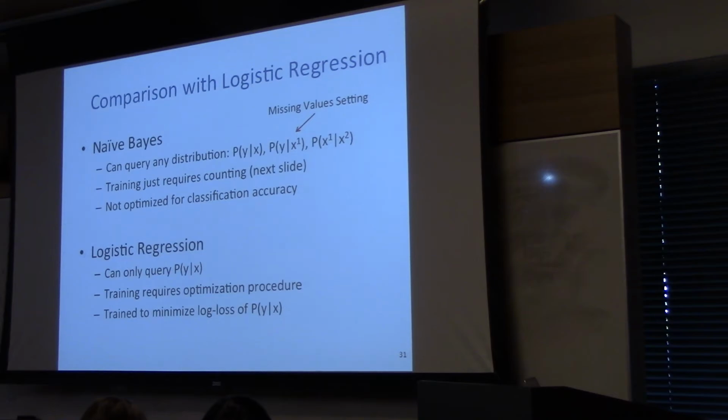Okay. So, comparison with logistic regression. Naive Bayes can query any distribution from the joint distribution. Training just requires counting. But it's not optimized for classification accuracy because it's trying to fit the joint distribution. Logistic regression can only query the conditional distribution of a specific pre-specified y. Training requires an optimization procedure because you need to do gradient descent. There's no closed form solution. And it's trained to directly minimize the log loss of the prediction task that you care about.